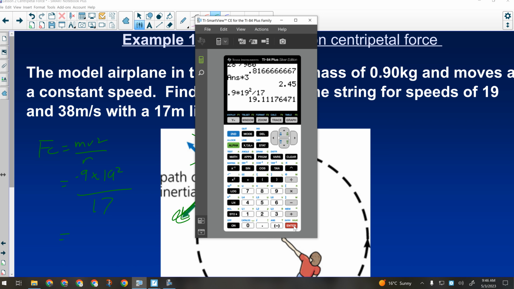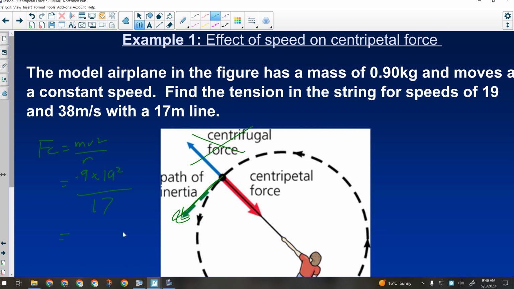But if I double that speed, now I need 4 times as much centripetal force. Everybody all right with that? So it's that exponential relationship again. If I double the speed, I'm going to have to hold on to that string 4 times as hard, or it's going to want to go. Is it still in newtons? Yeah, still in newtons. Force is always going to be in newtons.